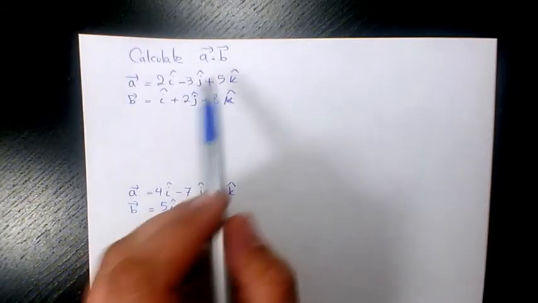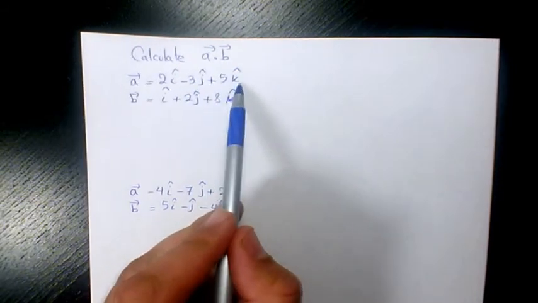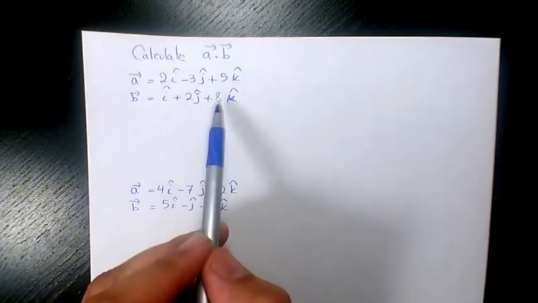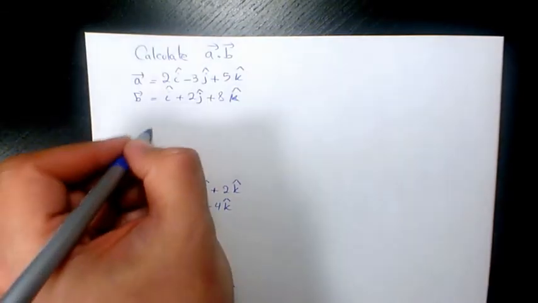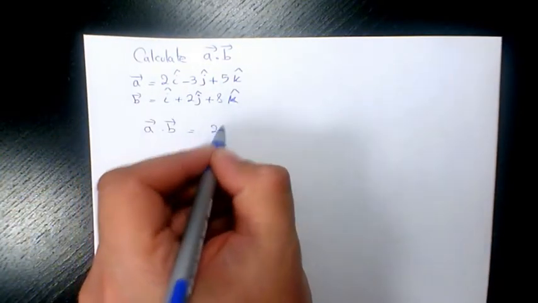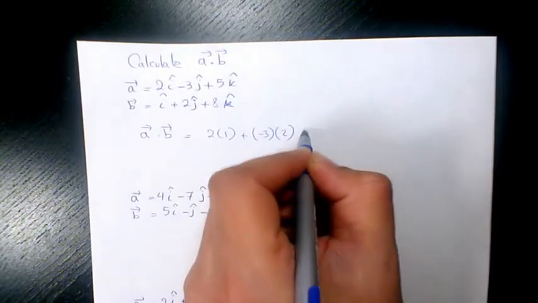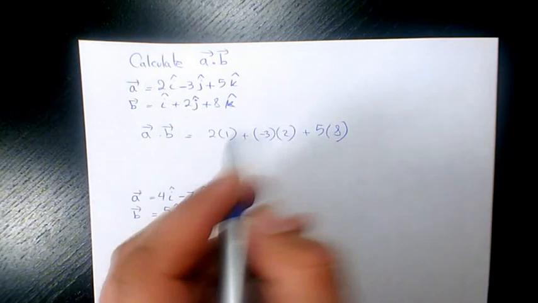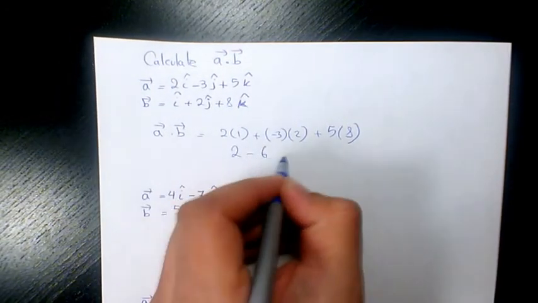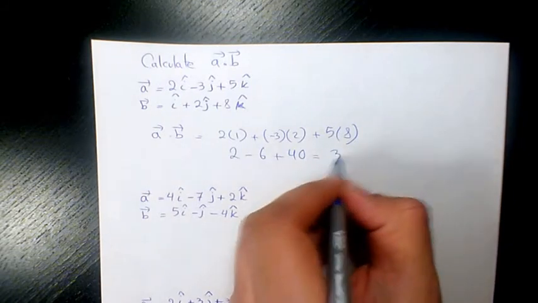Now calculate the dot product of A and B. A is 2i minus 3j plus 5k. B is i plus 2j plus 8k. So A dot B will be 2 times 1 plus negative 3 and 2 plus 5 and 8. So we have 2 minus 6 plus 40. That will be 42 minus 6 is 36.